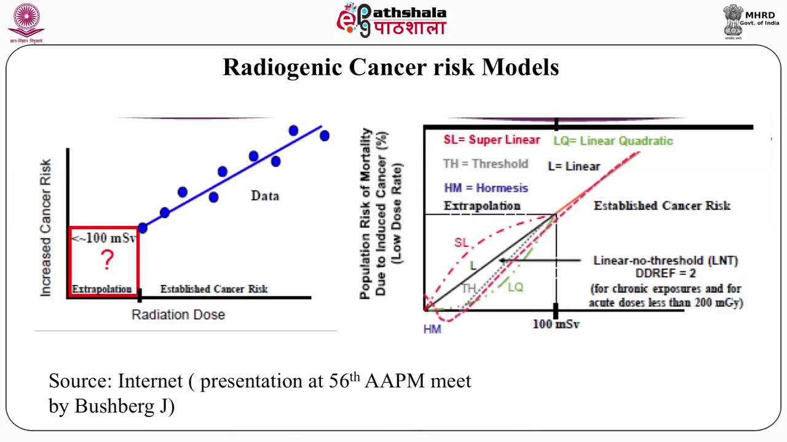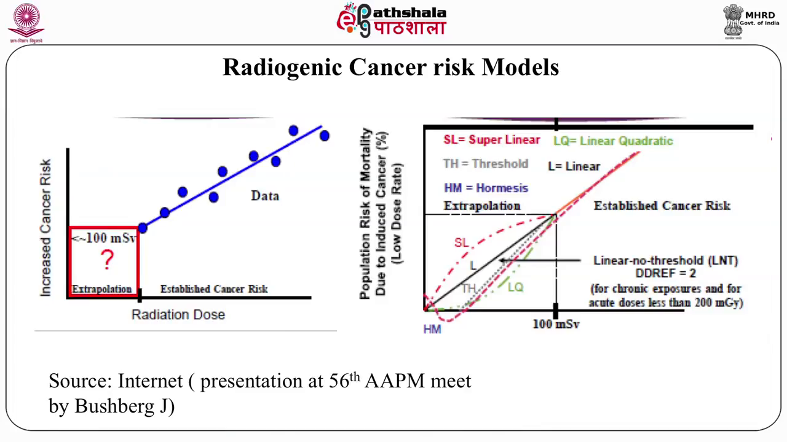Now, the radiogenic cancer risk models are not different from, as I told you in the very beginning, carcinogenesis, whether from radiation or from any other mutagen; it looks similar. But for radiation carcinogenesis, the models are based on various studies done by these organizations, UNSCEAR, BEIR, and the recommendations of ICRP. The problem comes at low doses. What risk model to follow at low doses?